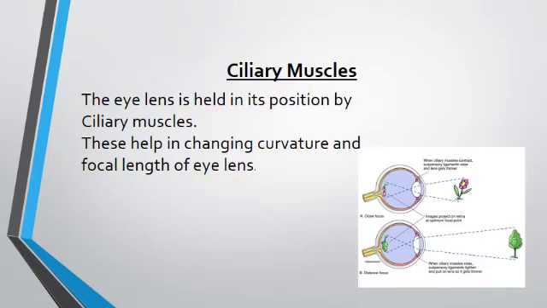So ciliary muscles not only hold the eye lens but also help you to see nearby as well as far off objects clearly.